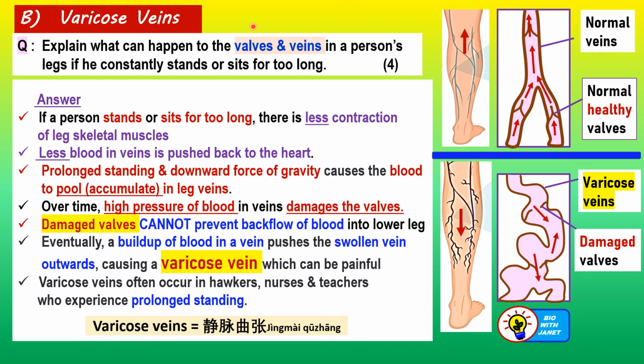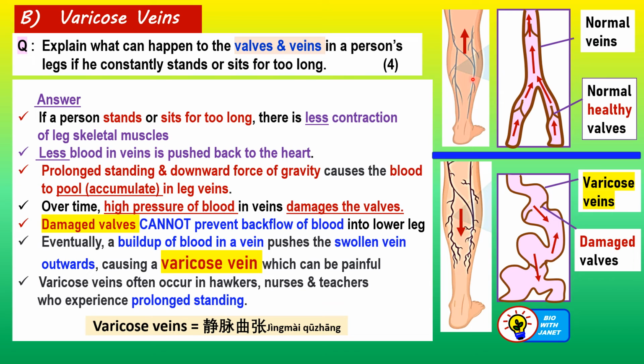Right, let's discuss the formation of varicose veins. Let's look at this question. Explain what can happen to the valves and veins in a person's leg if he constantly stands or sits for too long. So if a person stands or sits for too long, for hours, for example, there's less contraction of the leg skeletal muscles. Okay, so when the muscles don't contract that much, they don't squeeze the veins and they don't help to push the blood back to the heart. So less blood in the veins is pushed back to the heart.